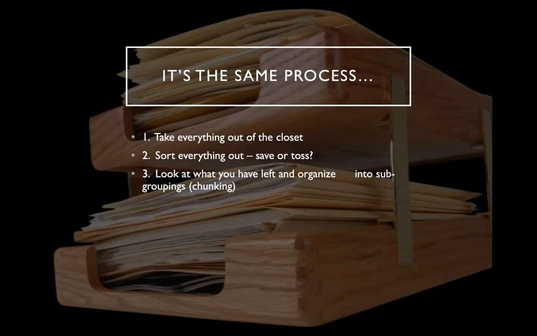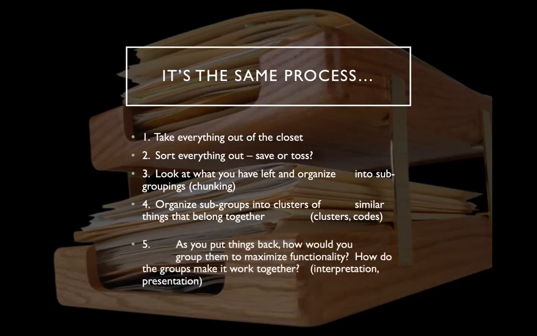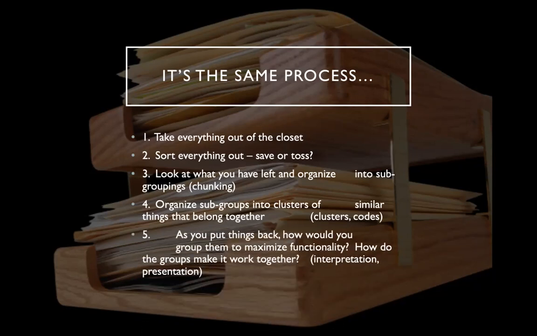And how do you do that? By grouping them together, chunking. After you have chunked them together, you organize subgroups into clusters of several things that belong together. Clusters, and that's when you cluster or that's when you code these similar subgroups. As you put things back onto the closet, how would you group them to maximize functionality? Or how does the group make it work together? That's the time when you put it in the cabinet. That is very similar to the experience of interpretation as well as presentation.